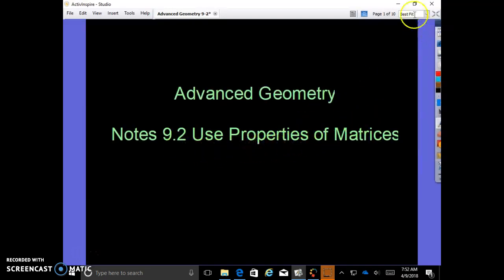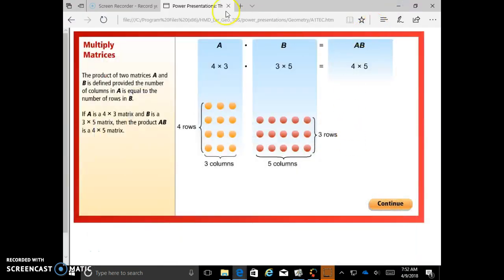9.2, Use Properties of Matrices, and we are going to do an animated math activity. All right, so when we are multiplying matrices, we first need to use our little L trick in terms of seeing how many rows and columns we have. So if we do the L, we count down 1, 2, 3, 4, and then over 3. Okay, so down 4 over 3. So this is a 4 by 3. Here we have a 3 by 5. So we have a 4 by 3 and a 3 by 5.